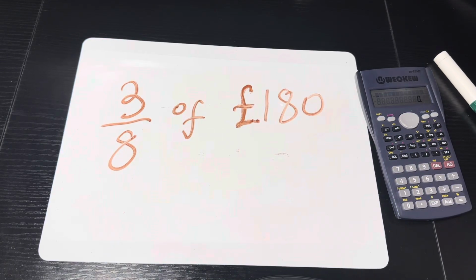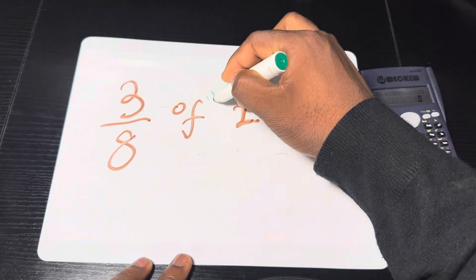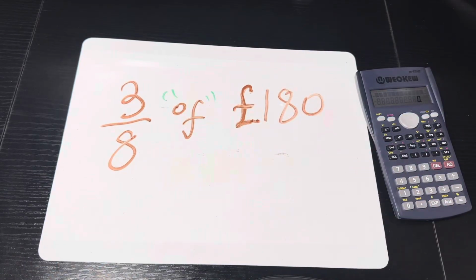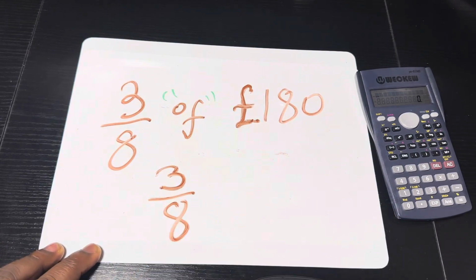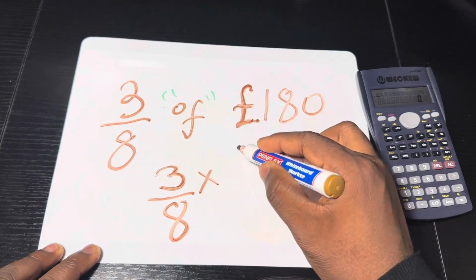Hello. So now we're going to look at using the calculator to work out fraction of an amount. If you want to use a calculator to work out fraction of an amount, first of all, "of" in maths means times. So if you want to rewrite the question, you're going to have 3/8 times 180.